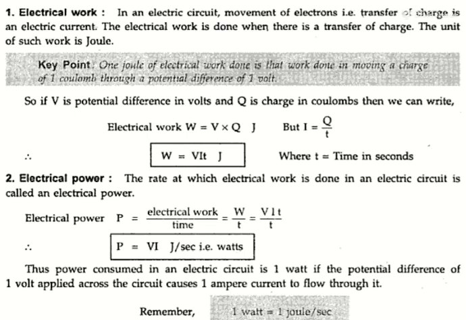But we know the relation between current and charge. We express that current I is equal to Q by T. So instead of Q, we can write Q is equal to I into T. So the electrical work expression now becomes W is equal to V into I into T with unit joule, where T stands for the time in seconds.